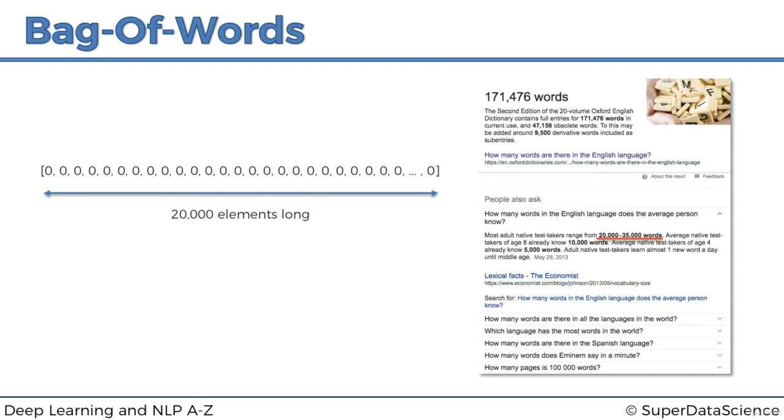So here's a quick search on Google. How many words are there in the English language? 171,476 words. That's how many entries in the Oxford Dictionary, plus some obsolete words, plus derivative words, and so on. But also, you can see Google's giving us a suggestion that most adult native test takers range from 20 to 35,000 words. Average native test takers of age 8 already know 10,000 words. Average native test takers of age 4 already know 5,000 words.